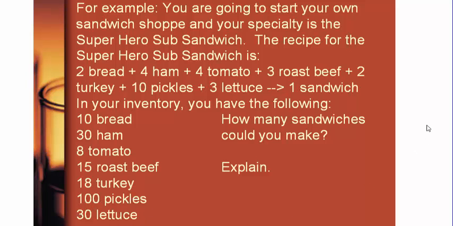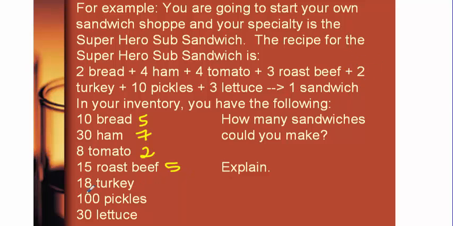So how many sandwiches could you make? What you could do is sit down and work out each ingredient and how many sandwiches it allows. If you have 2 pieces of bread per sandwich and you have 10 breads, you could do 5 sandwiches. With 30 hams, you need 4 per sandwich, so you could do 7, and you would have a couple of slices left over. You need 4 slices of tomato, and you only have 8 slices, so you could do 2 sandwiches. 3 roast beef per sandwich, you've got 15, you could make 5.